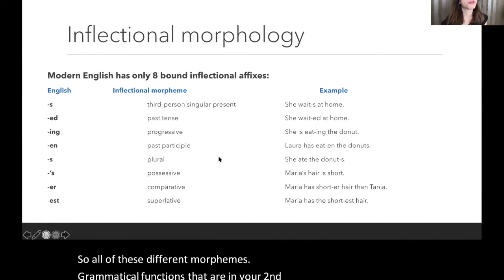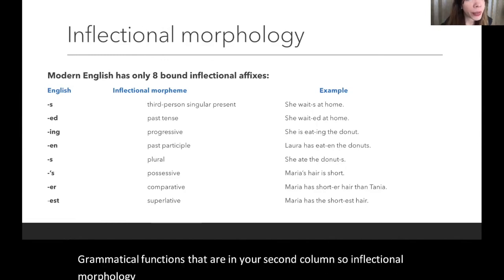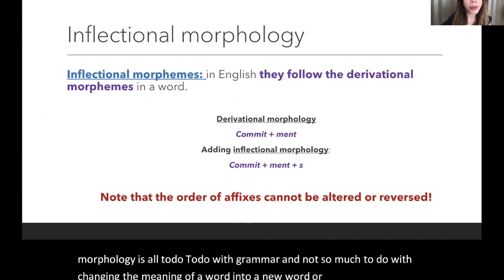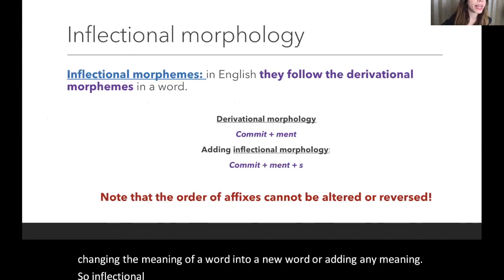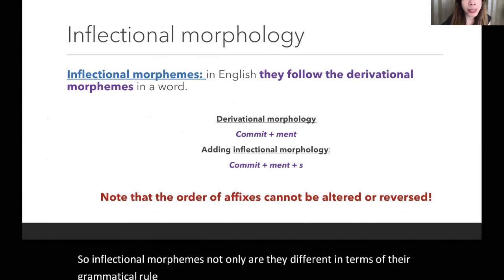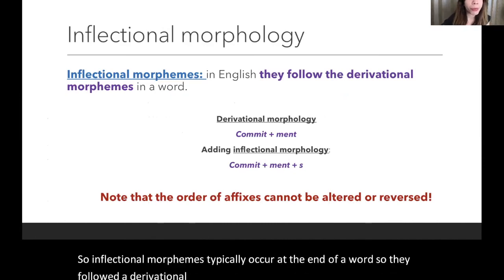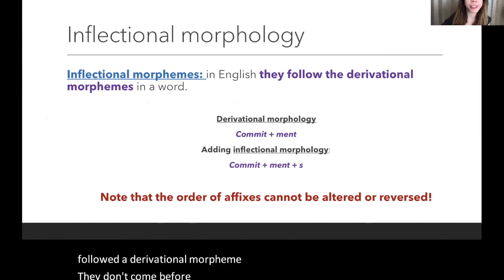So inflectional morphology is all to do with grammar and not so much to do with changing the meaning of a word into a new word or adding a new meaning. So inflectional morphemes, not only are they different in terms of their grammatical role, but also in terms of their position inside of a word. Inflectional morphemes typically occur at the end of a word. So they follow the derivational morpheme. They don't come before, they follow the derivational morpheme.